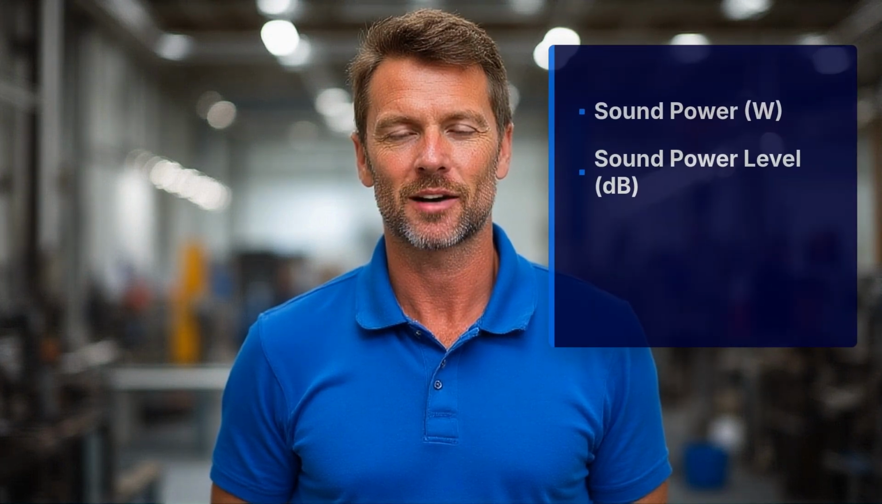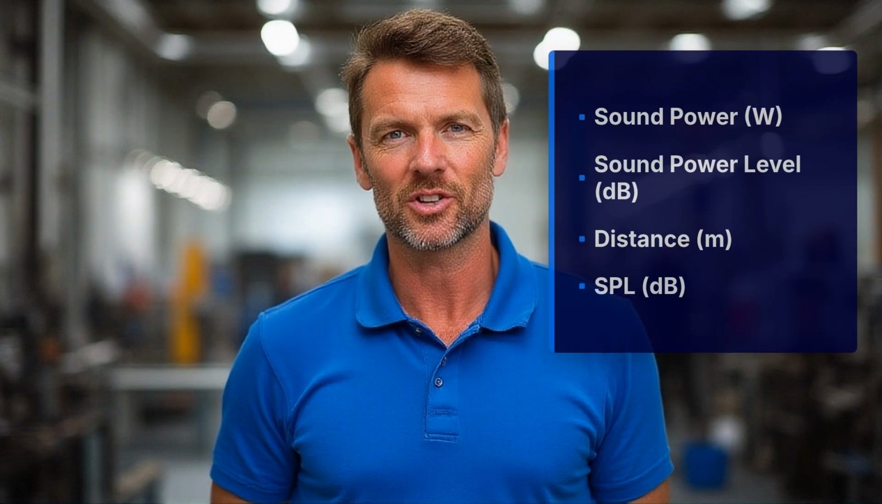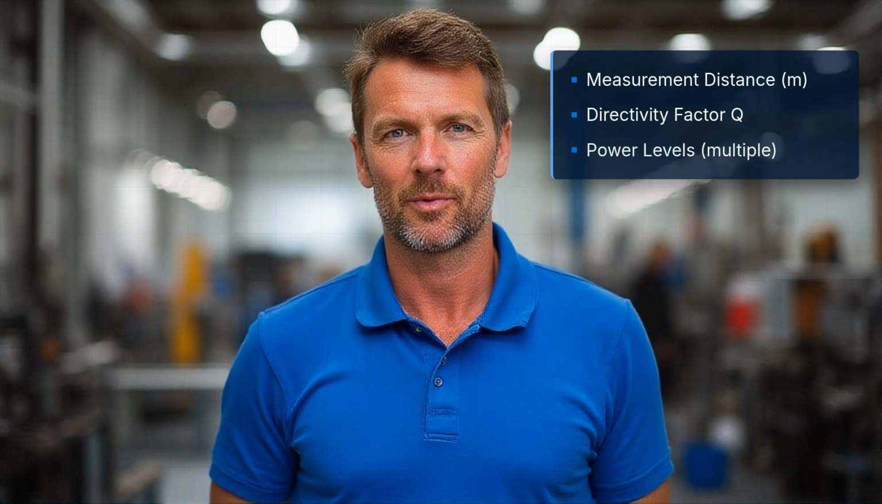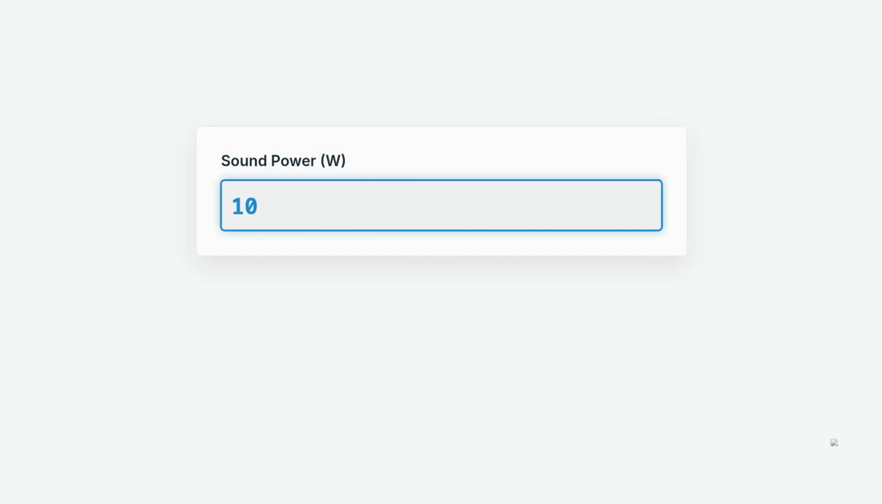The input fields include sound power in watts, sound power level in dB, distance from source in meters, sound pressure level in dB, measurement distance in meters, directivity factor Q with a default of 1, and power levels in dB, separated for multiple sources. Here's our example. I'll enter 10 watts for sound power.